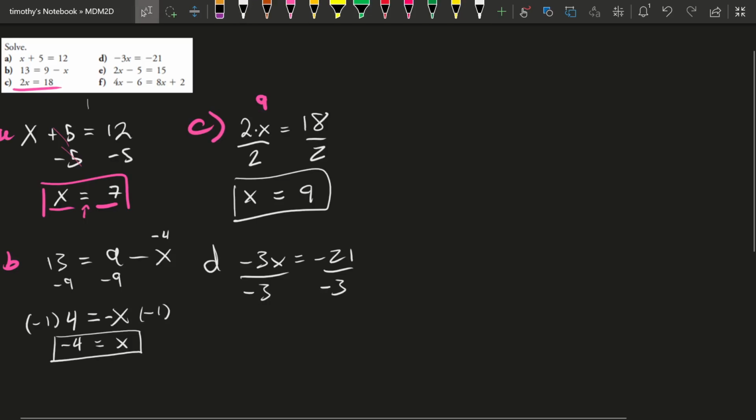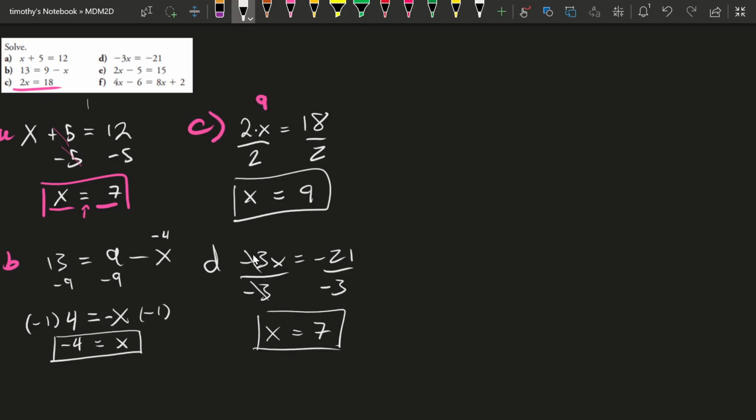And so a negative 3 divided by a negative 3 gives me a 1 here. And these two effectively cancel out, leaving me just the x. And then the negative 21 divided by a negative 3 is a positive 7. And again, double checking to make sure that our number makes sense. If I put a positive 7 in right here for x, then a negative 3 times a positive 7 is in fact negative 21, which was our original equation up here. That was part D.